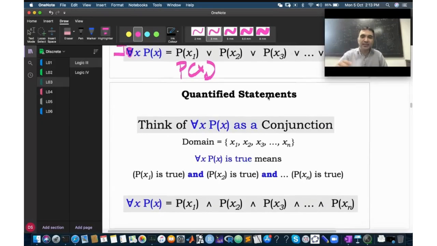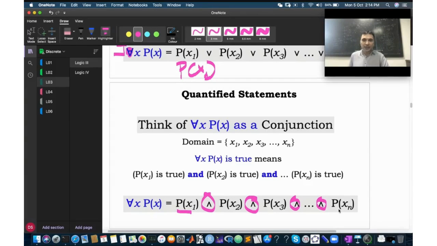Here is the second quantifier that we saw, which was that you say for all x, p of x. You can think of this as a conjunction, which is going to say that the statement is true for p of x1, and this is the critical part, now you AND it. This is a conjunction now. And this statement is true for x2, and it's true for x3, and it's true for x4, and so on until you reach the end of the domain.